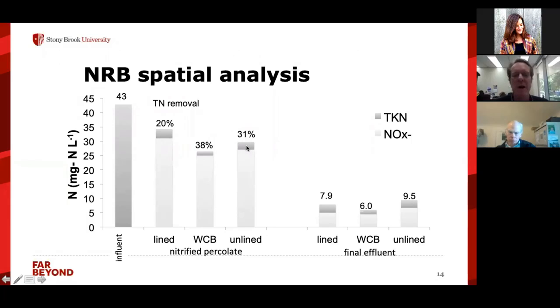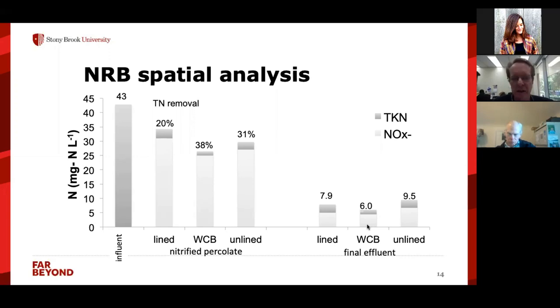The other interesting point about this spatial analysis is that these systems nitrify really well. You can see all of it is in reduced forms, TKN or ammonia or organic nitrogen here, and almost all of it is converted in the sand layer to nitrate. And then in the final effluent, it stays in the form of nitrate. Now, the residual amounts, this is the long-term average for both performance periods over basically the 3.5 years. The dominant form left is nitrate.